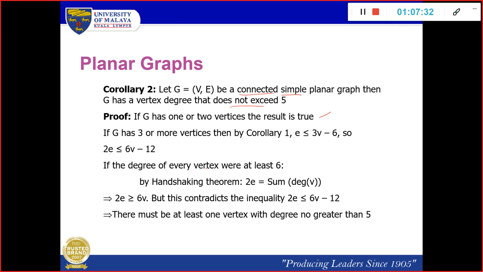So if the degree of every vertex were at least 6, you use the handshaking theorem, remember, edges is equal to the summation of the degrees of V. But there might be at least one vertex with degree no greater than 5. So if you use corollary 2, a simple G has a vertex that does not exceed 5, at least one vertex with degree no greater than 5.